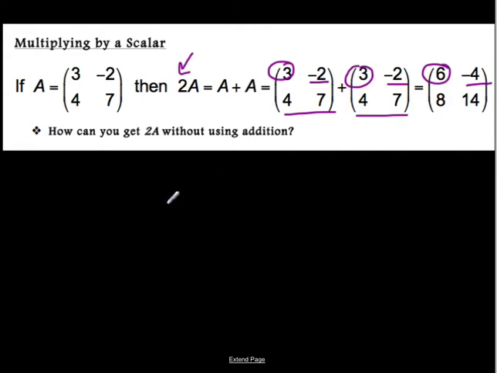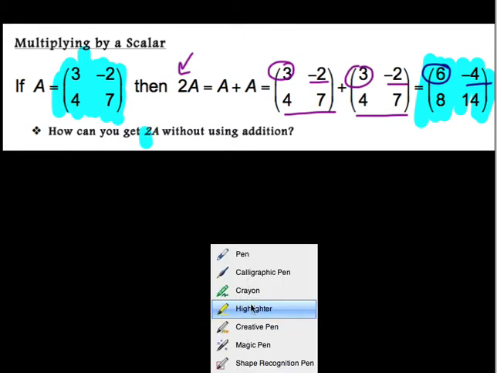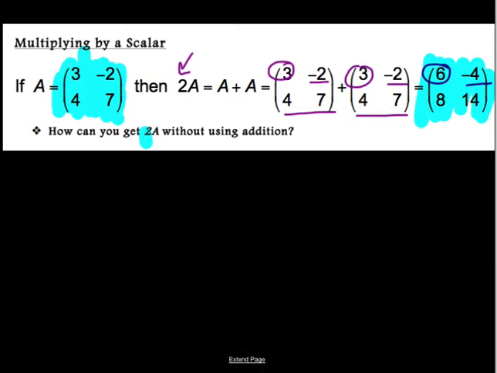Now, is there an easier way to do this? My question to you is, is there a way for you to go from A, this matrix, straight to this one without having to rewrite A twice? Well, it's 2A, so 3 times 2 is 6. Negative 2 times 2 is negative 4. 4 times 2 is 8. 7 times 2 is 14. So you just have to multiply it. This 2 here is my scalar. So you just need to multiply every single element in the matrix by that scalar.